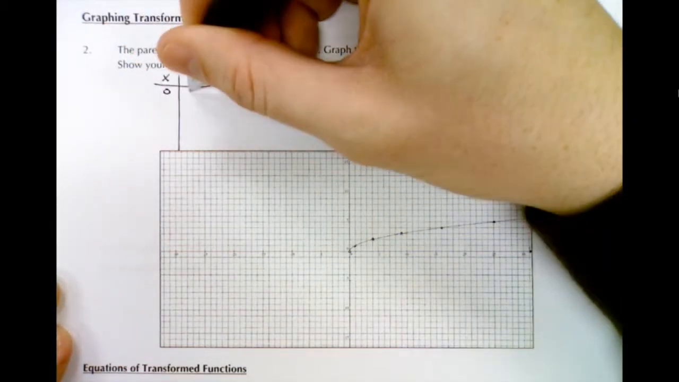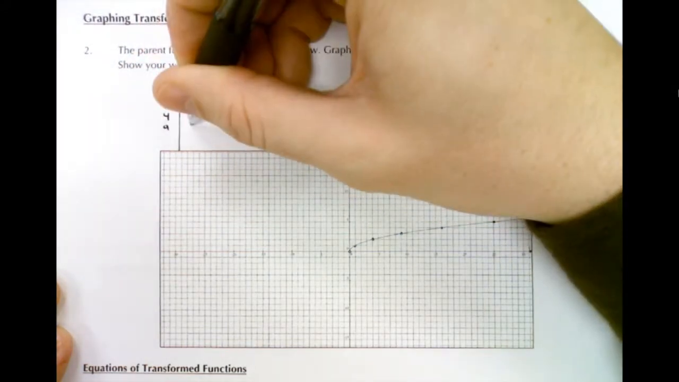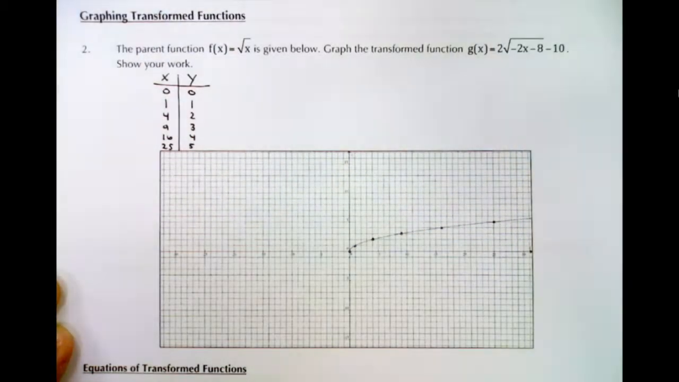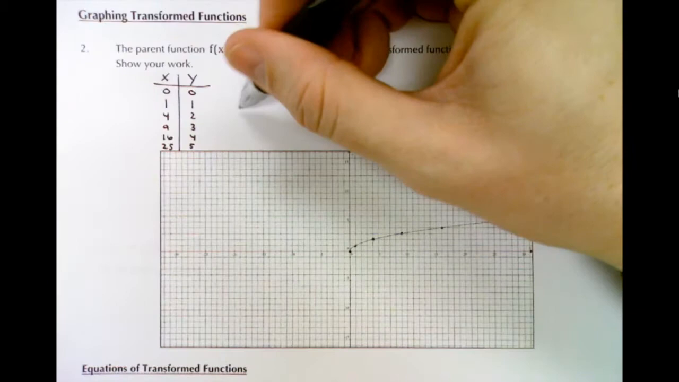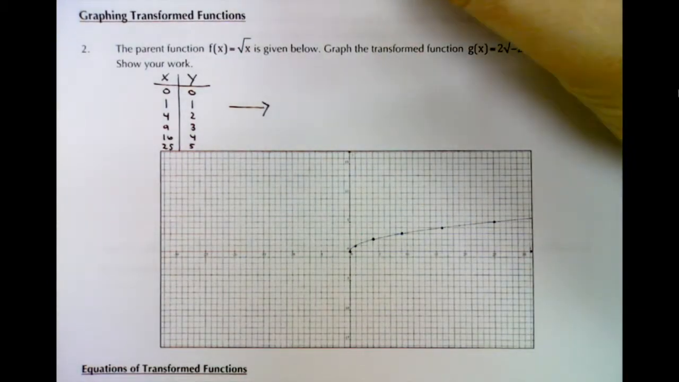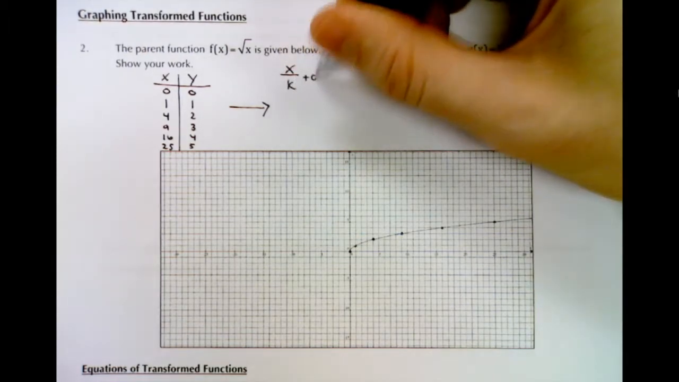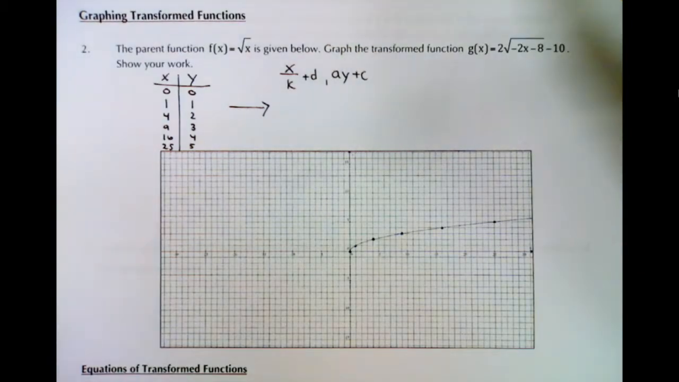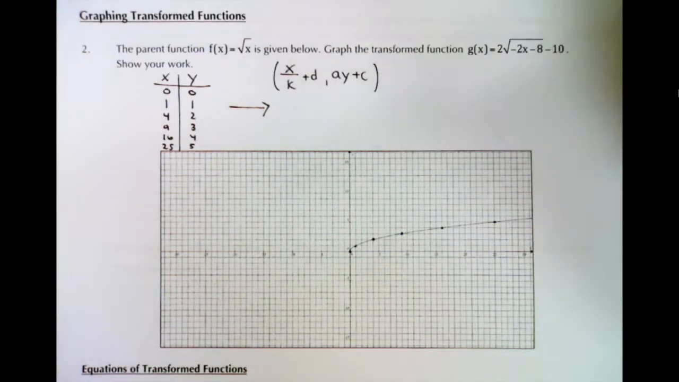So 0, 0, 1, 1, 4, 2, 9, 3, 16, 4, and 25, 5. 5 points is usually enough. We got 6 here. We'll just stick with the 6. And then we're going to transform it using mapping notation. Well, what's mapping notation? Mapping notation says take your original x's, divide by k, add d. Take your original y's, multiply by a, add c. So we need to figure out what those are. And if we can figure out what a, k, c, and d are, we can just do the multiplication and addition. So let's look at our equation.